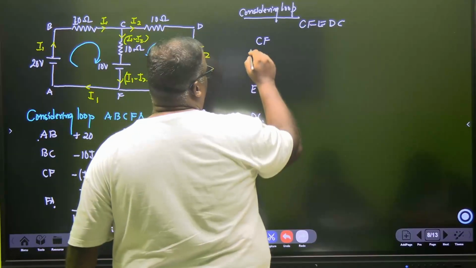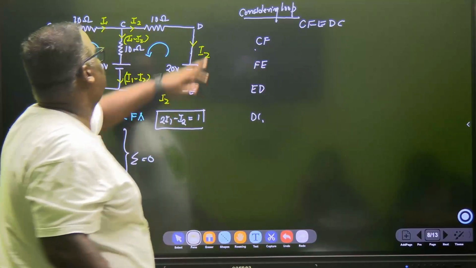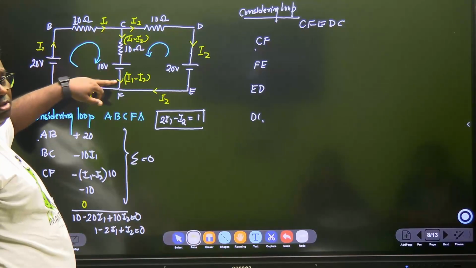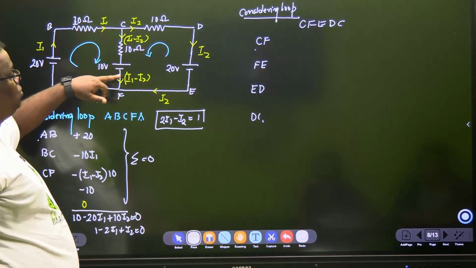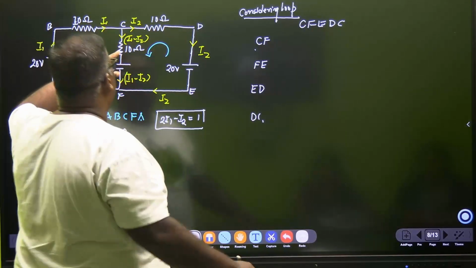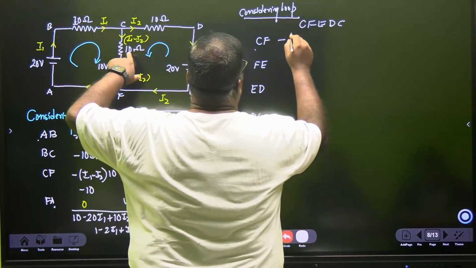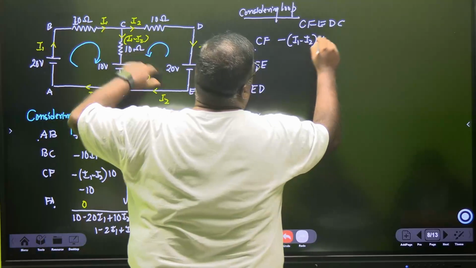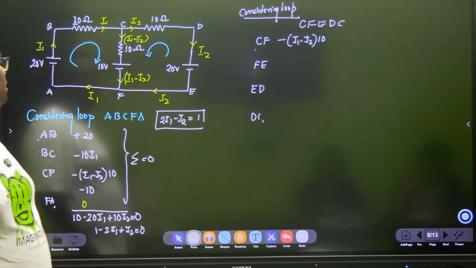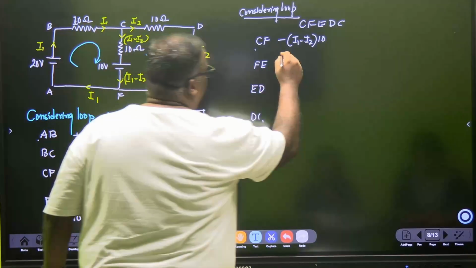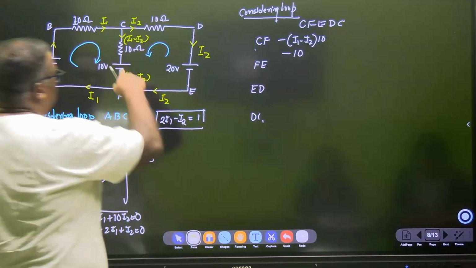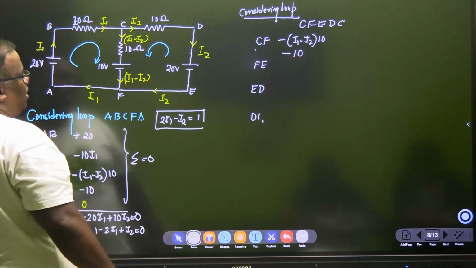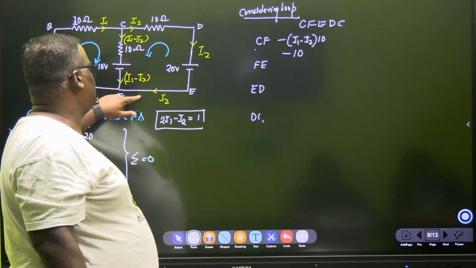We started and ended at C. So CF, C to F. Current is going along with me. So these are negative drops. Okay. So I would have a drop of negative I1 minus I2 10. Clear? Then I have a negative 10 volts here. Okay. Then I am going in this direction.